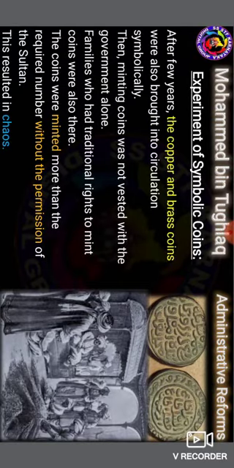After a few years, copper and brass coins were also brought into circulation. Then maintaining the coins was not easy with government allowances. The familiar tradition of the right to mint coins also existed. The coins were minted in more than the required number without the permission of the Sultan. So this was the result of this choice.